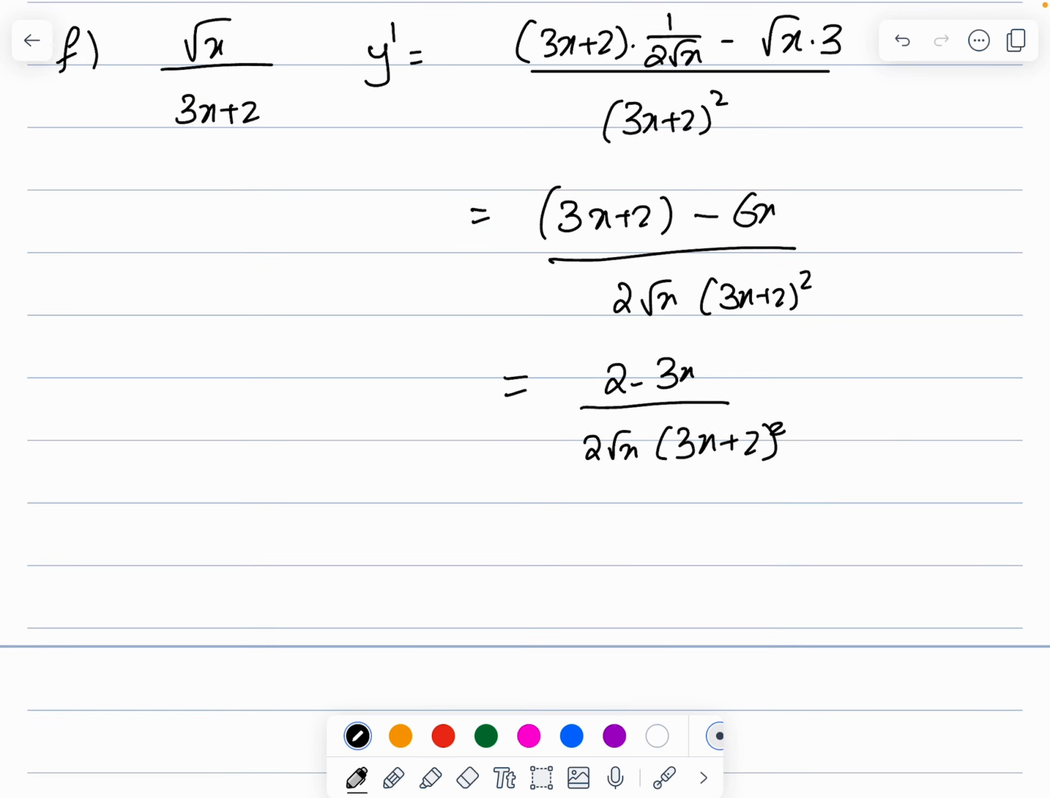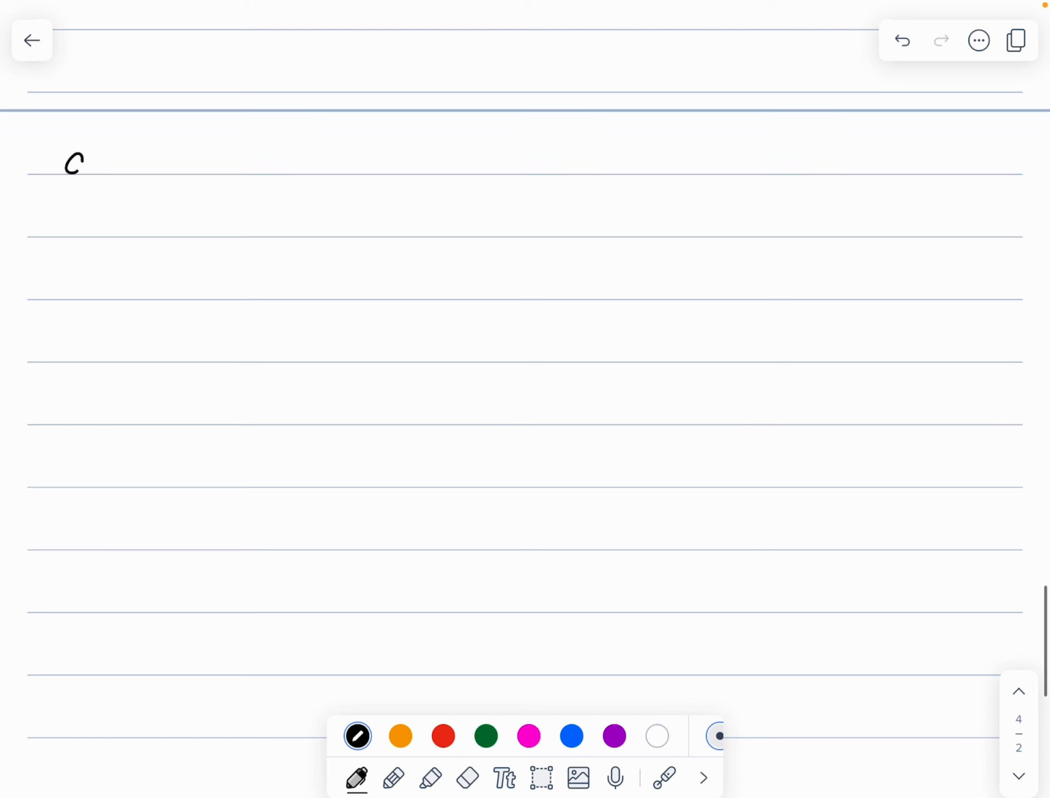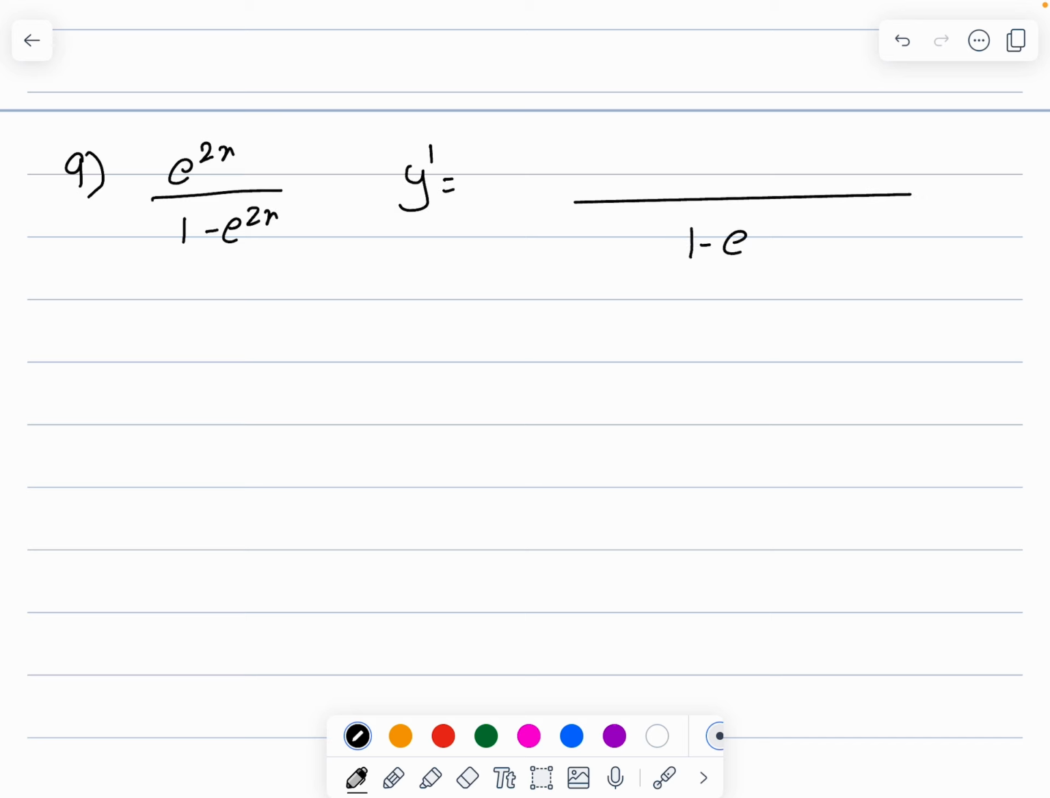Now coming to part G, e power 2x divided by 1 minus e power 2x. In that case, (1 minus e power 2x) whole square in the denominator, (1 minus e power 2x) times the e power 2x derivative. What is e power 2x derivative? It is 2 e power 2x, minus e power 2x as it is. Again, 1 minus e power 2x derivative is minus 2 e power 2x.